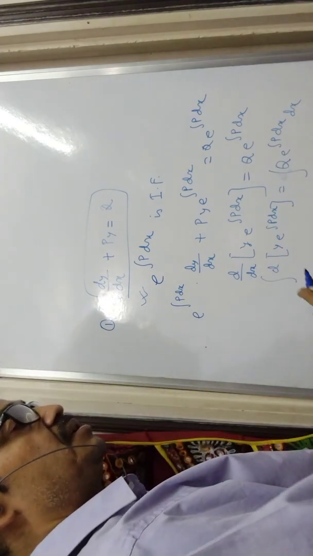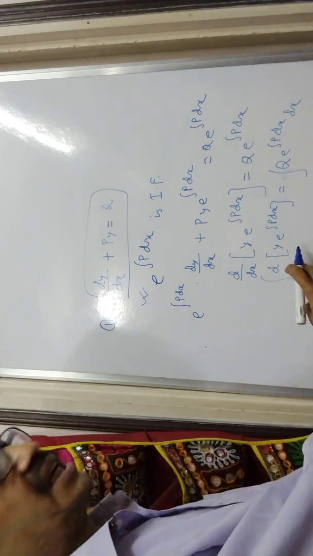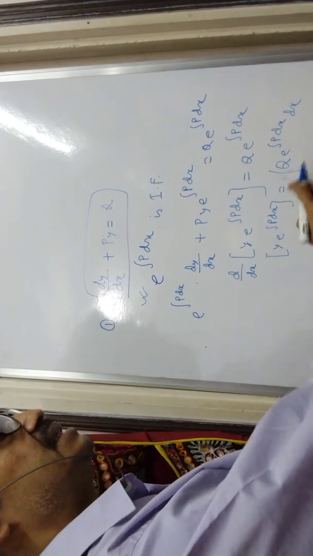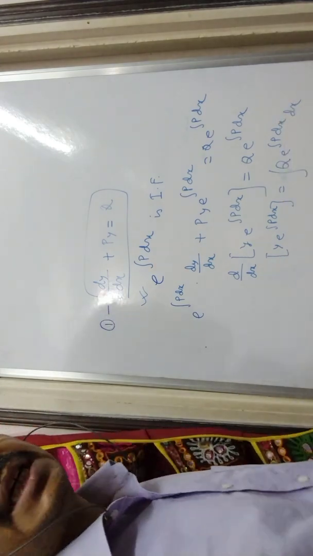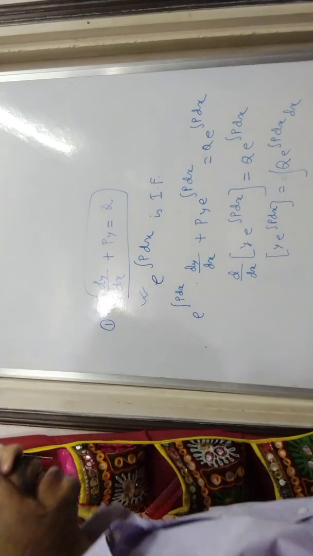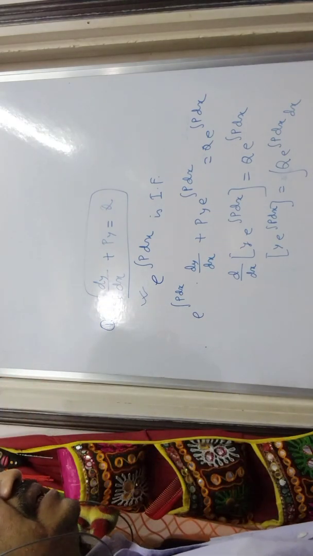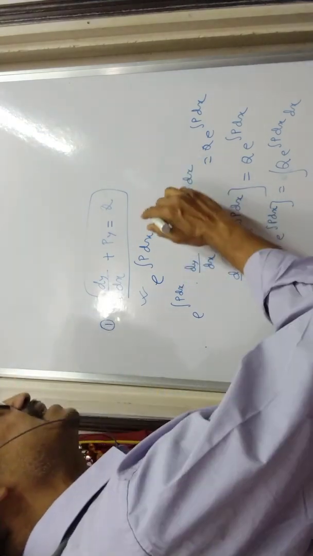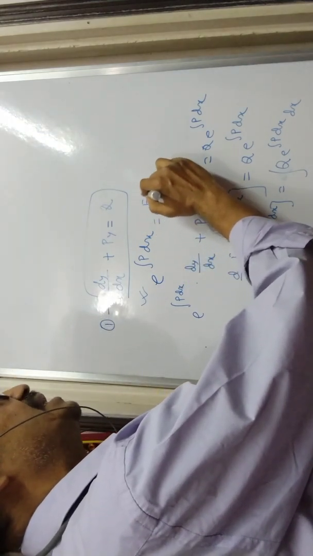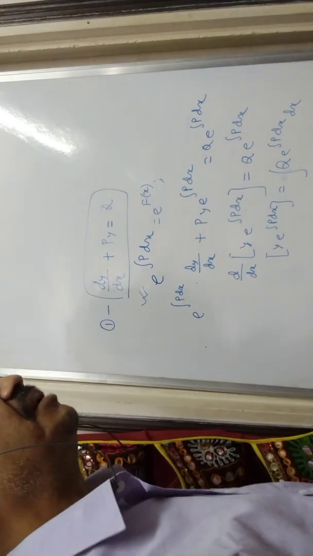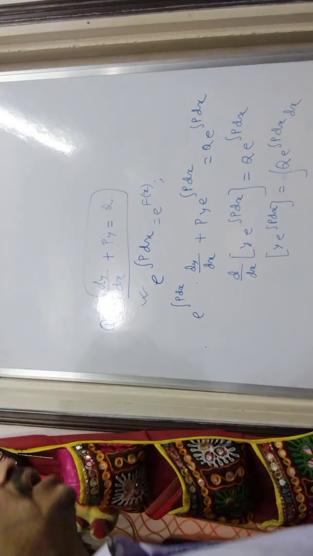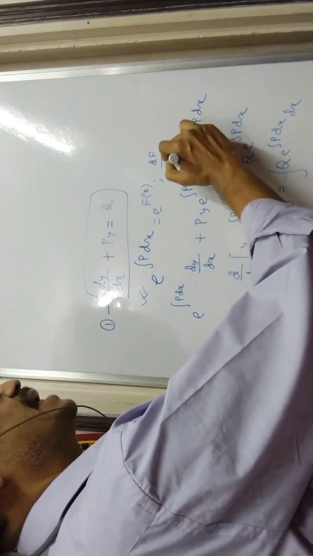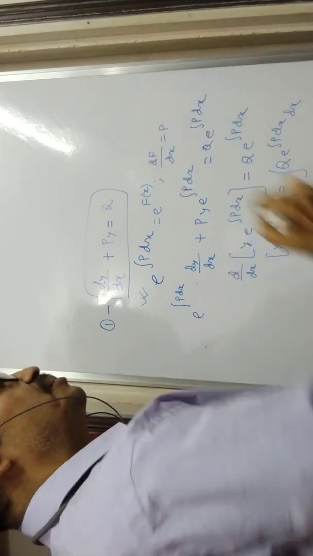Isn't it so? This is the total differential structure, d of this, and when you integrate it, it becomes this equal to integral Q e to the power integral P dx, dx. So let me explain a bit. We can write it as e to the power capital F(x), and from the fundamental theorem of integral calculus we know that whenever integral P dx is F(x), we have dF/dx equal to P, where P is a function of x.